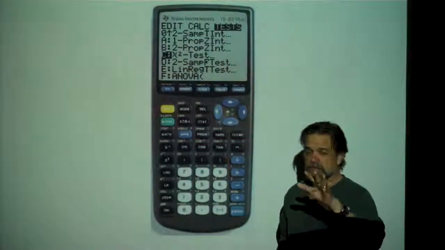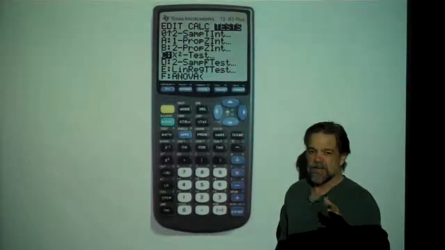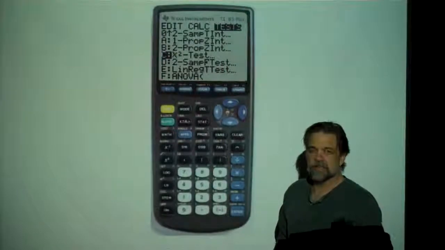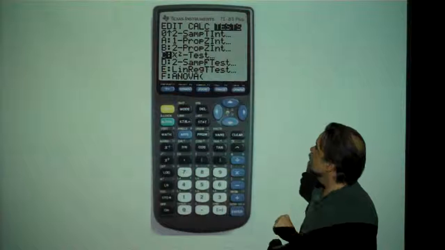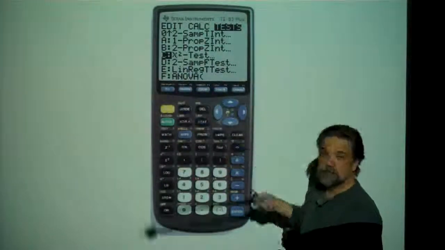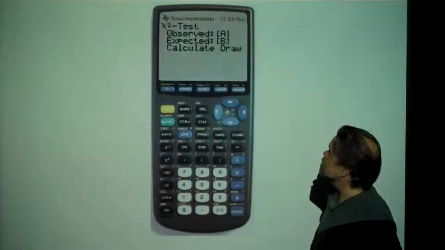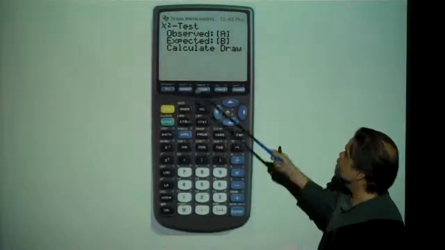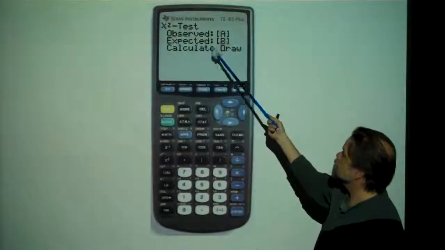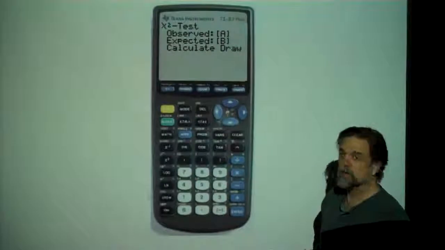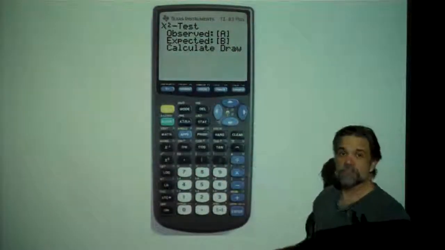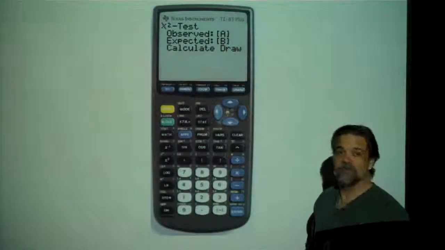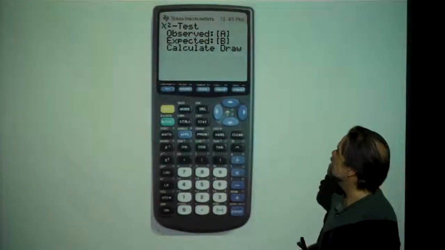That's goodness of fit. Don't do that one. That's not a very... I didn't even show you that because it's not a very useful test. It's easier just to do it with the lists. But yes, do select this. And what you'll see is something like that. Observed, matrix A. Expected, matrix B. Calculate, draw. Okay, we already put the observed values into matrix A. Don't worry about the expected values in matrix B. It'll do it for you. That's the nice part, okay?